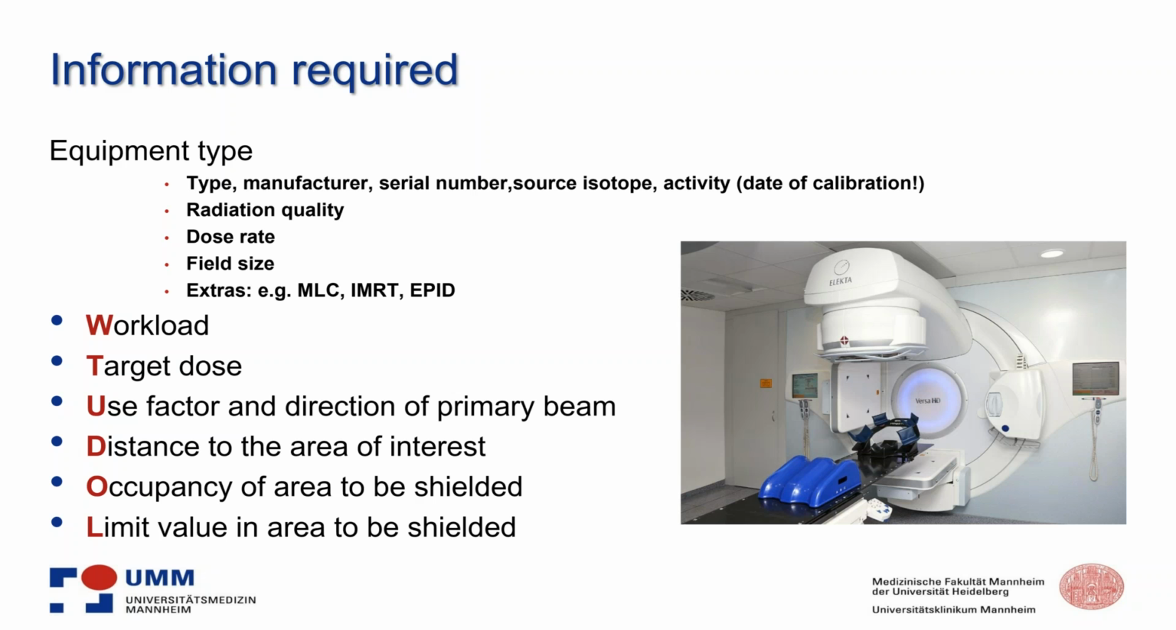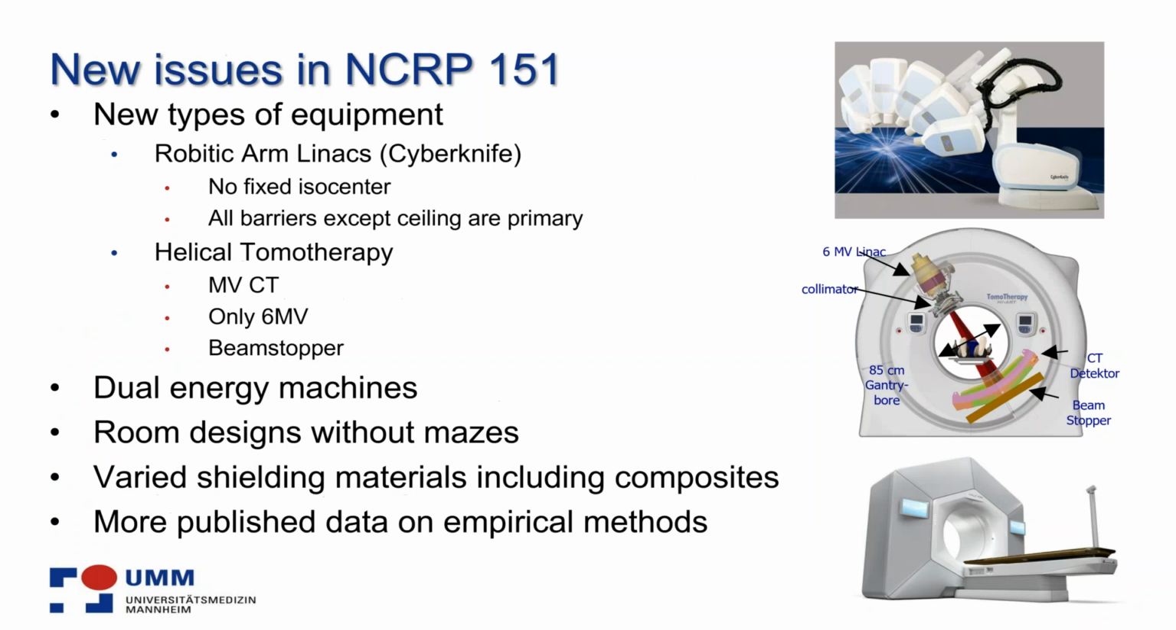So you have to define your workload. You have to define the target dose. You have to define the use factor, which is also defined by the direction of the primary beam. You have to define the distance of the area of interest. You have to define the occupancy of the area to be shielded, and you have to know the limit values in the area to be shielded. Yeah, next one.